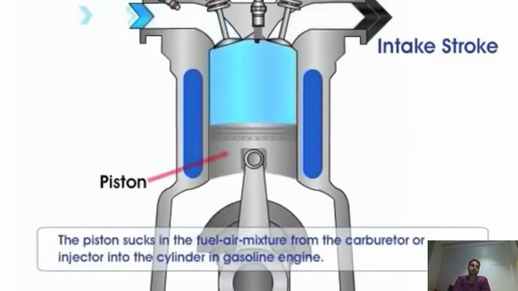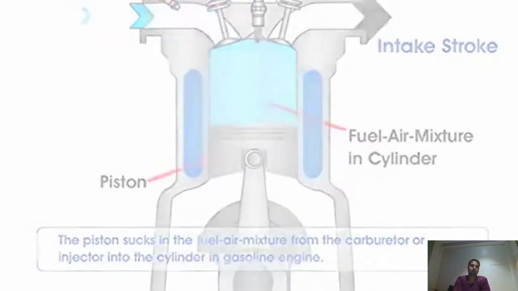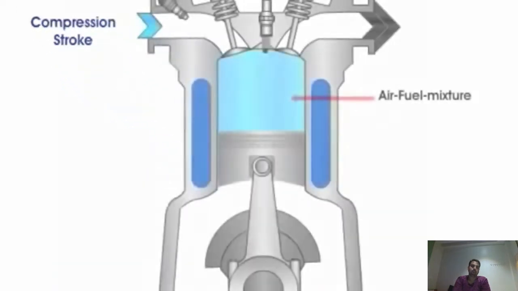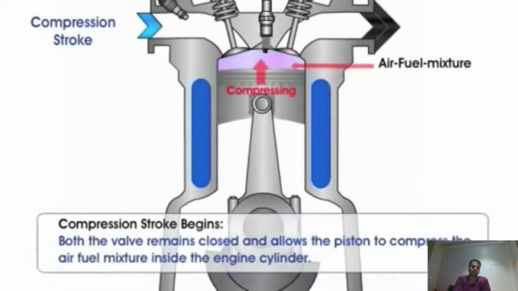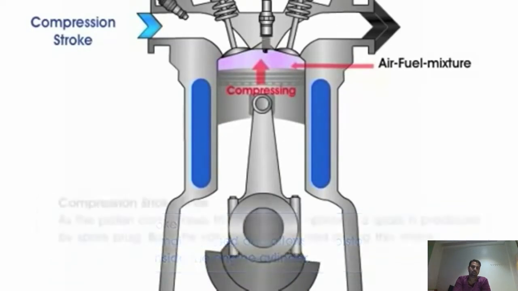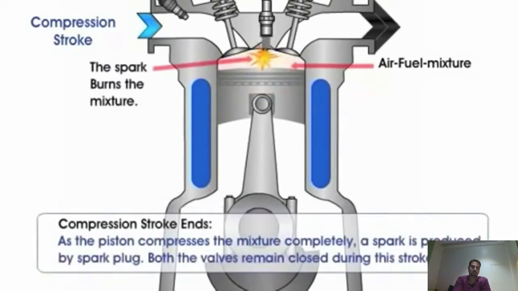Next is the compression stroke. As the piston goes up, it compresses the air and fuel. Now that it is compressed, it is ready for the explosion. The spark plug ignites, forcing the piston back down.